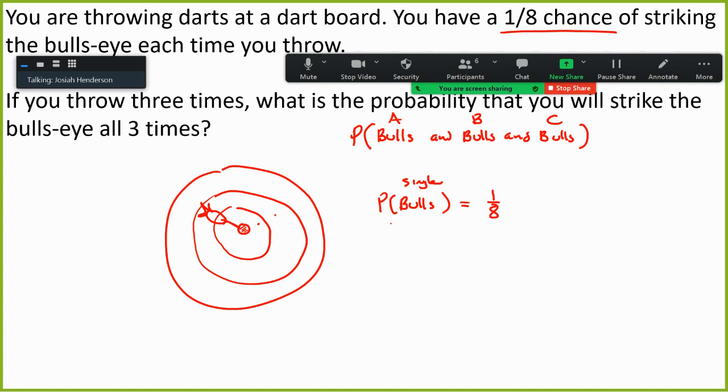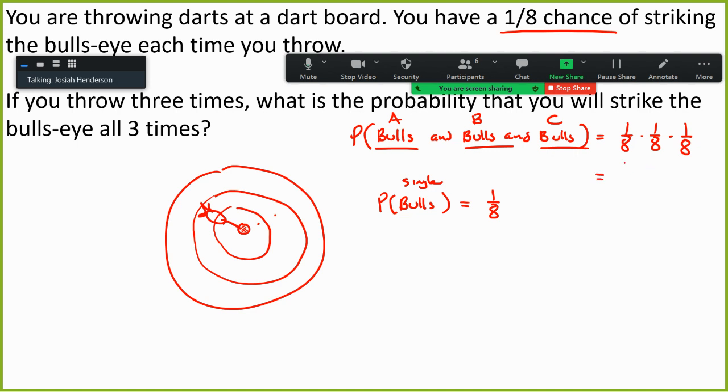So the probability of getting 3 bullseyes in a row in my 3 events is 1/8 times 1/8 times 1/8. So you're on the right track, Antonio, and thank you for jumping in and responding. We're going to use the fact that we're doing it 3 times like you did, but we have to multiply each separate probability together 3 times.